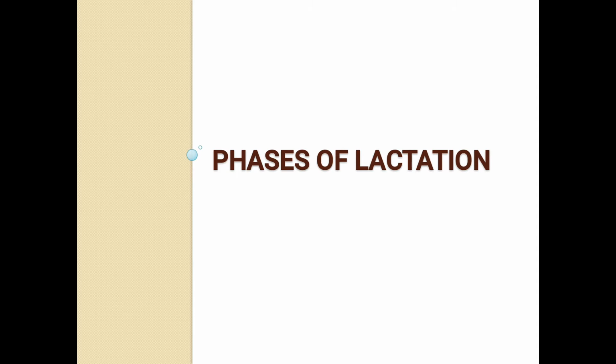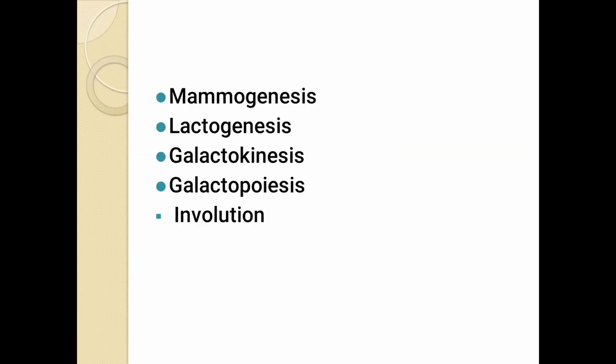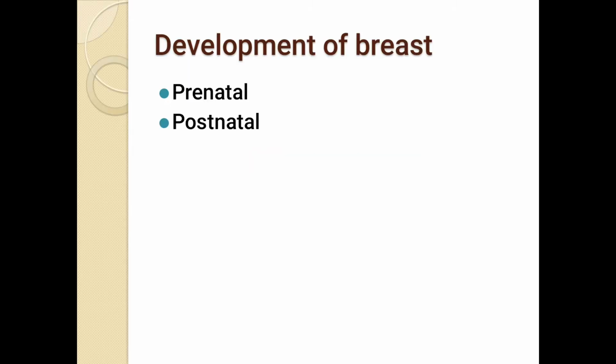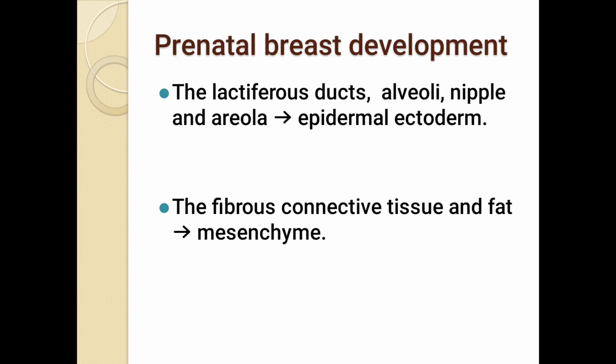Next we move on to the phases of lactation. First is mammogenesis, then lactogenesis, galactokinesis, galactopoiesis and involution. So these are the 5 phases of lactation. We'll see about mammogenesis. Mammogenesis is the development of the breast. It occurs in prenatal and postnatal life.